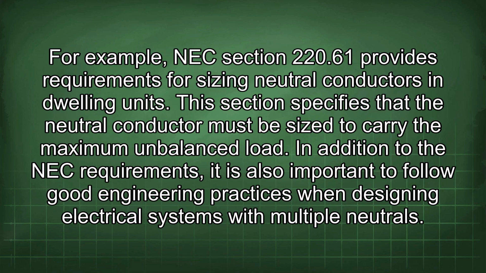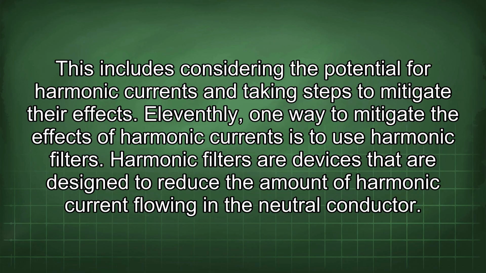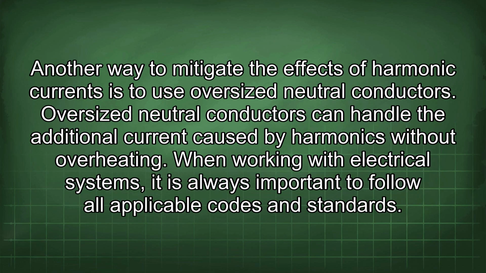In addition to the NEC requirements, it is also important to follow good engineering practices when designing electrical systems with multiple neutrals. This includes considering the potential for harmonic currents and taking steps to mitigate their effects. 11thly, one way to mitigate the effects of harmonic currents is to use harmonic filters. Harmonic filters are devices that are designed to reduce the amount of harmonic current flowing in the neutral conductor. Another way to mitigate the effects of harmonic currents is to use oversized neutral conductors. Oversized neutral conductors can handle the additional current caused by harmonics without overheating.